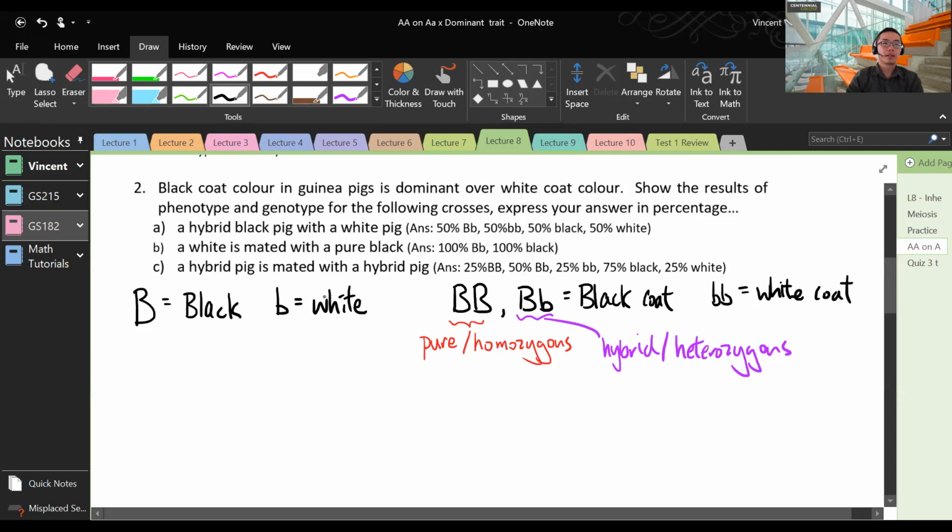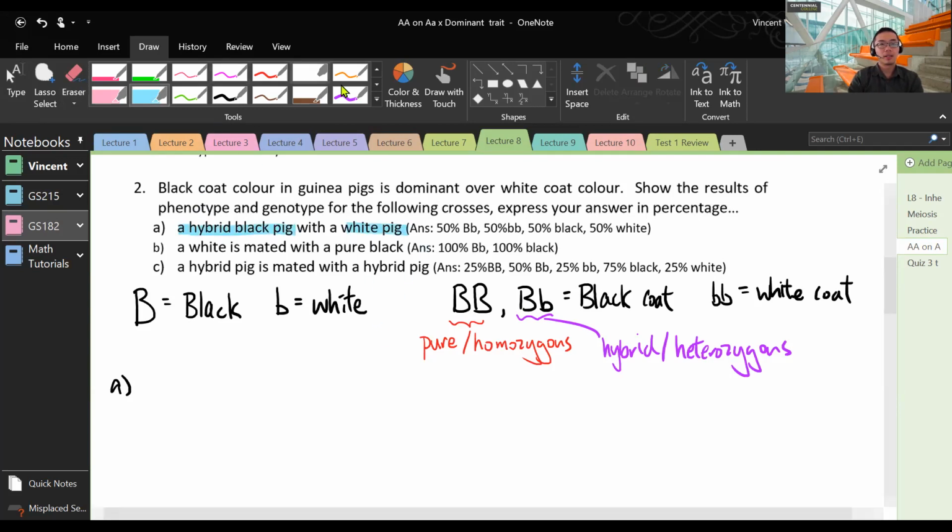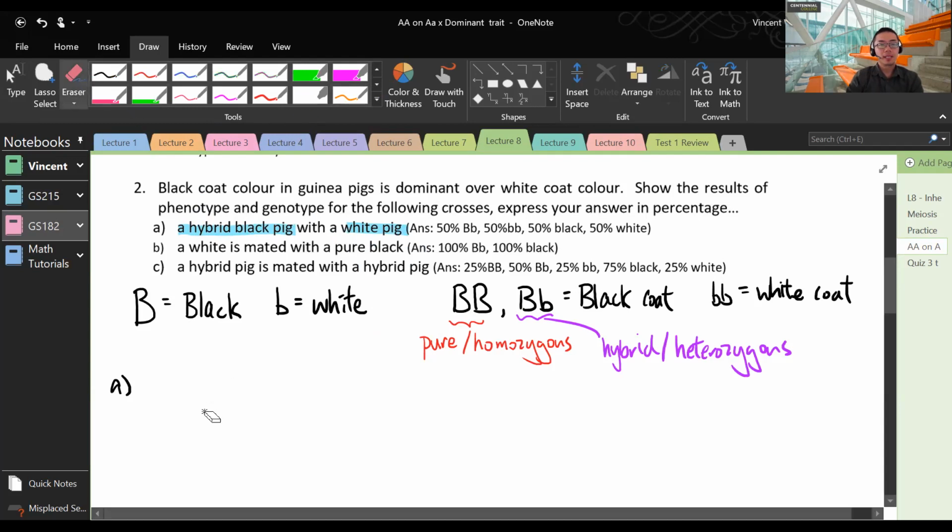Okay. So let's take a look at A. What do we have? We have a hybrid black pig and a white pig. Okay, we're gonna breed them. We're gonna make them have babies. So the hybrid black pig, hybrid means different, right? So that's gonna be big B, small b. Right? That's why they can't just say black pig. If they say black pig, you don't know if I'm talking about big B, big B, or big B, small b, right? That's why they have to tell you if it's a hybrid black pig or a pure black pig.